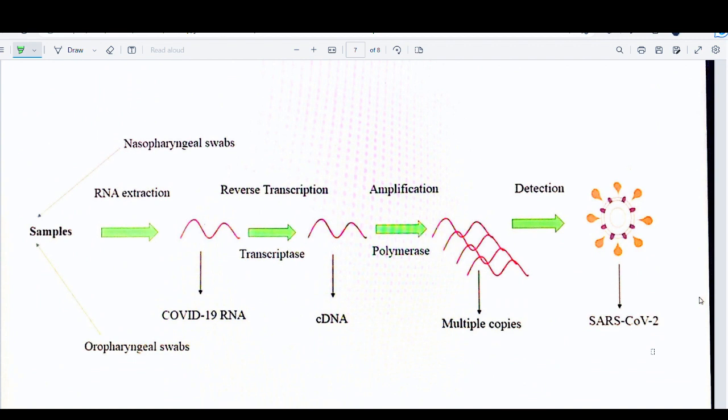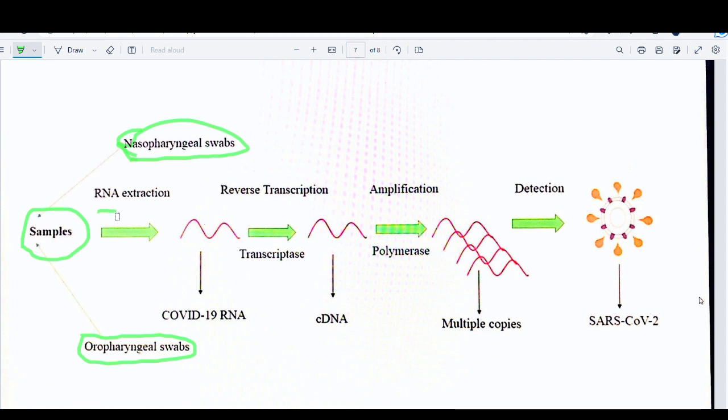The last thing I will explain for you in the diagram is the technique of how we do it. First of all, we have a sample. For example, for detecting a virus, the viral detection, we take the sample from nasopharyngeal swabs or, second, from oropharyngeal swabs. Because it's a virus, we have RNA.